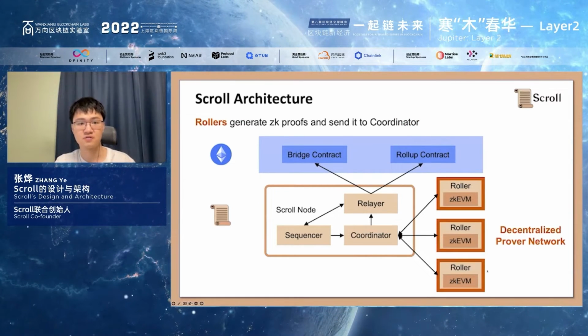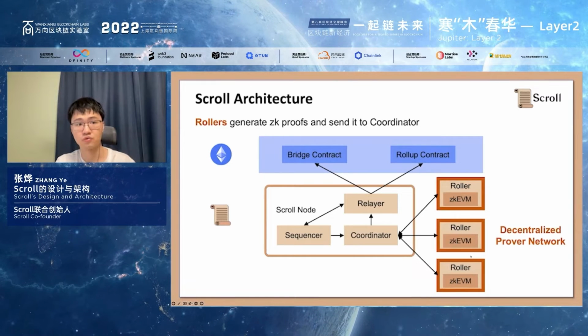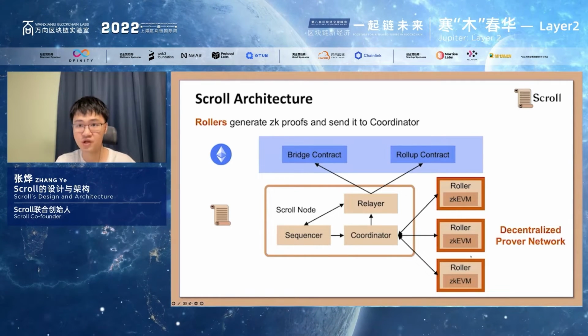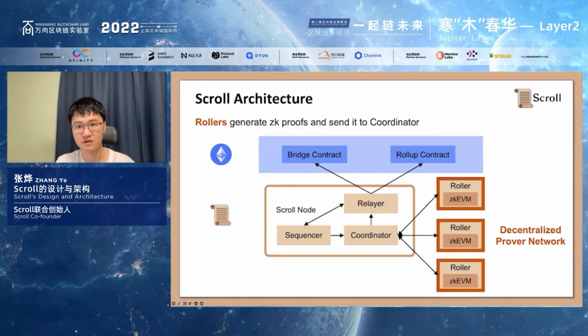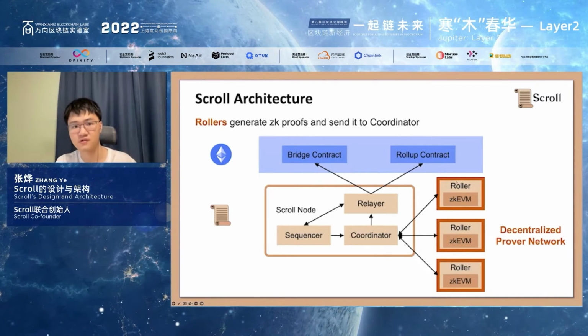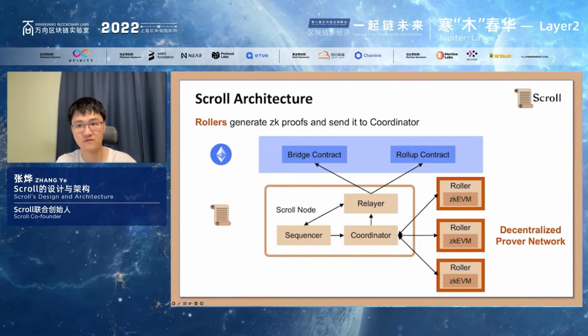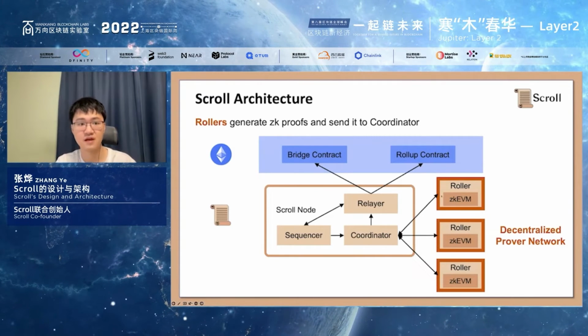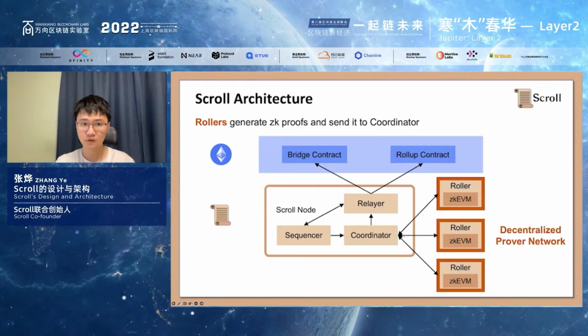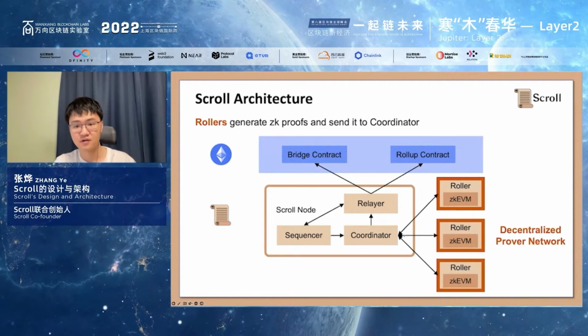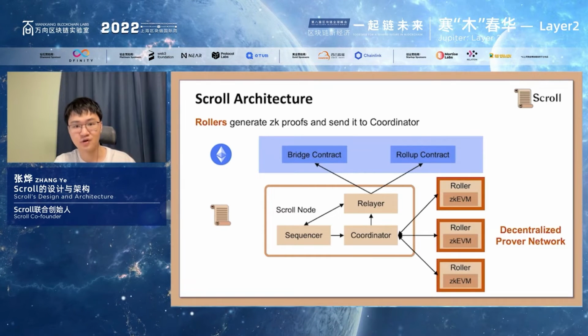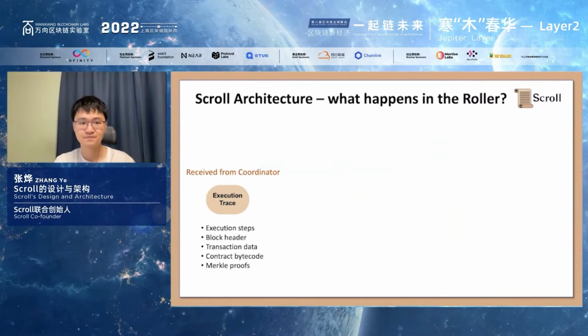And then this decentralized prover network, which is called rollers, will generate ZK proofs and send them back to the coordinator. So basically the coordinator sends some information to rollers, and rollers run this ZK circuit, generate some proofs, and send them back to the coordinator. So ZK is a core piece of the whole design. So let's take a deeper look at what's happening inside a roller.